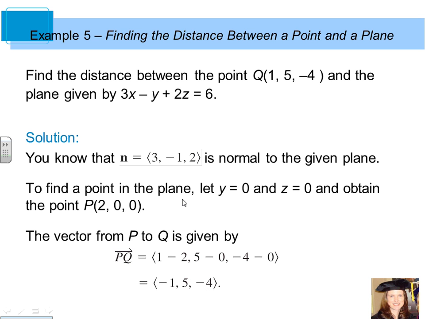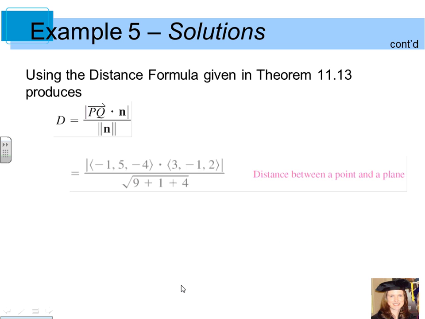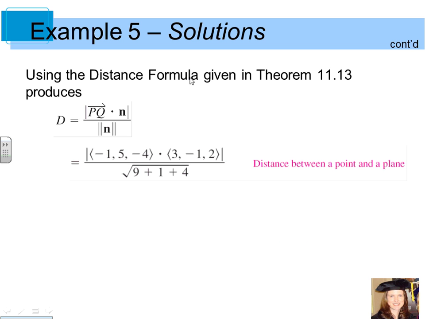Now we want to find the dot product of the normal vector with the PQ vector. Take the absolute value of that and then divide it by the magnitude of the normal vector. Okay, the dot product is found by multiplying the corresponding components and adding the results together, and then we know how to find the magnitude. And we find that the distance from the given point Q and the plane is 16 divided by the square root of 14.